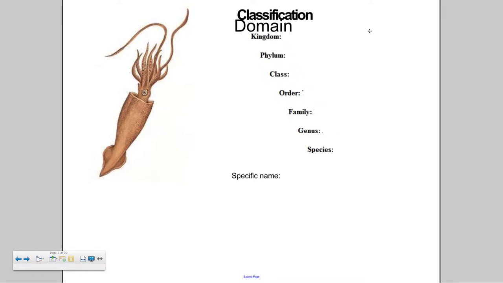What domain is a squid? It can only be one of how many? How many domains are there? Three domains. So what domain is it? Look in your notes. None of you should be clueless. You think that a squid is archaebacteria? Does that look like bacteria?